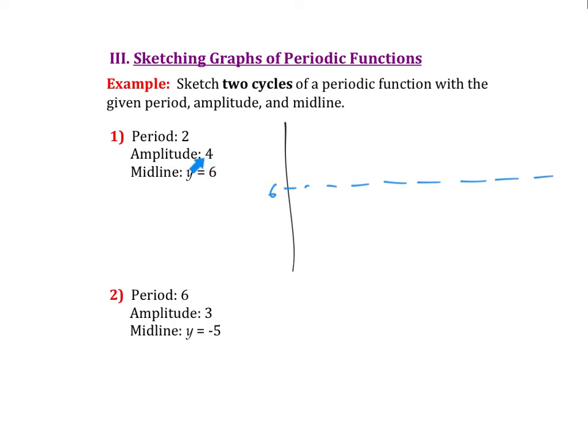I've got an amplitude of 4, so that means I'm going to go up 4 and down 4. So if I went up 4 from 6, I'm going to be at 10. If I went down 4 from 6, I'm going to be down to 2.